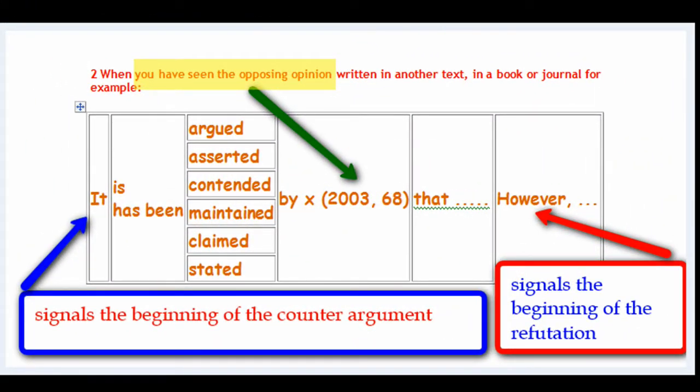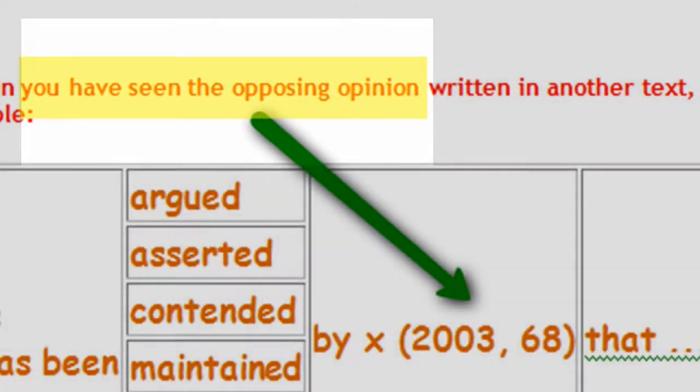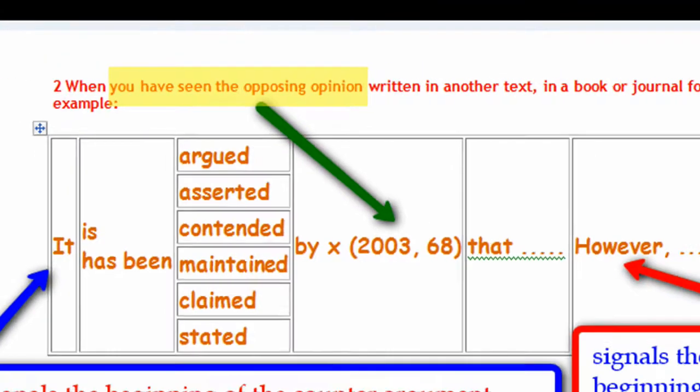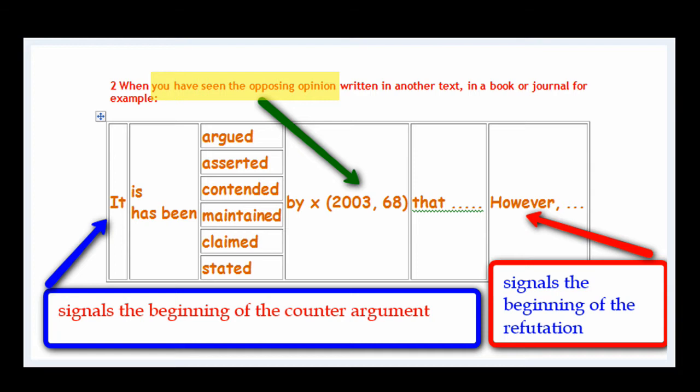The second situation when you need to use transition signals is when you have seen the opposing opinion or counter-argument written in another text, in a book or a journal, for example. Here we can see the signals in blue. These words and phrases signal the beginning of the counter-argument. It has been argued by blah blah blah, that. It has been contended by blah blah blah, that.